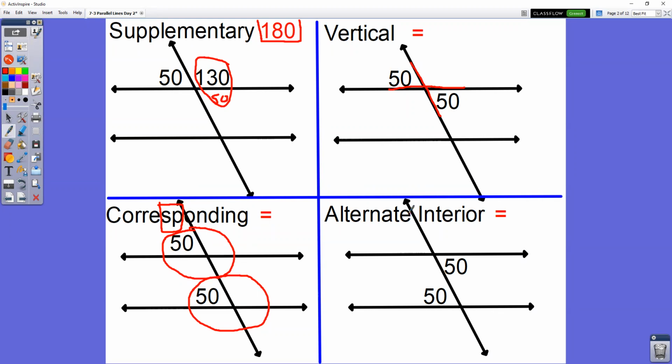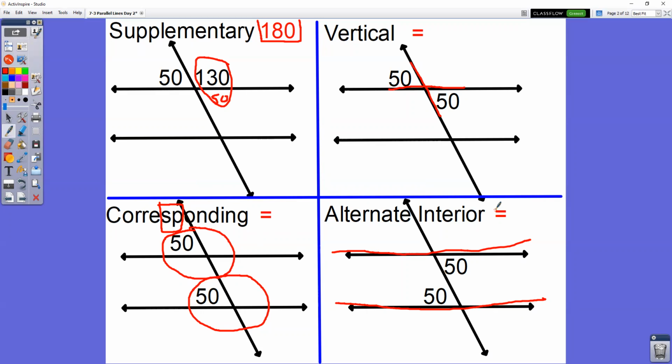Alternate interior angles are also equal to each other. They are inside the parallel lines in opposite corners. They are either both acute or both obtuse. And again, they are equal. Today, what you're going to be doing is setting up an equation and solving for X, and then subbing it back in to find the missing angles.